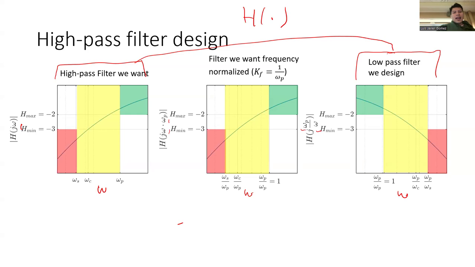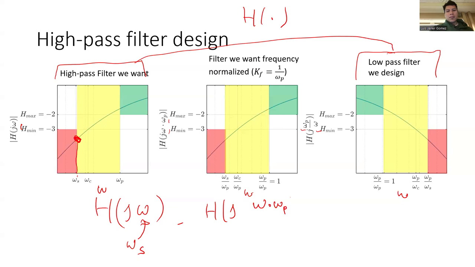So what happens here is that when I plug in here for omega, j omega, so if I plug in here omega stop, I will get basically this value here. Now here, since I'm plotting j omega times omega p, if I plug in here omega stop over omega p, I will actually get the same value as before. So does this make sense?